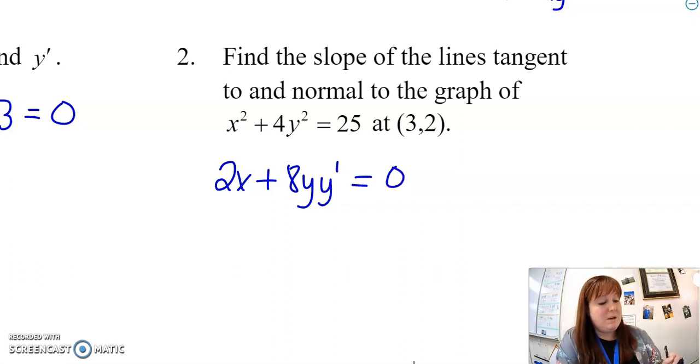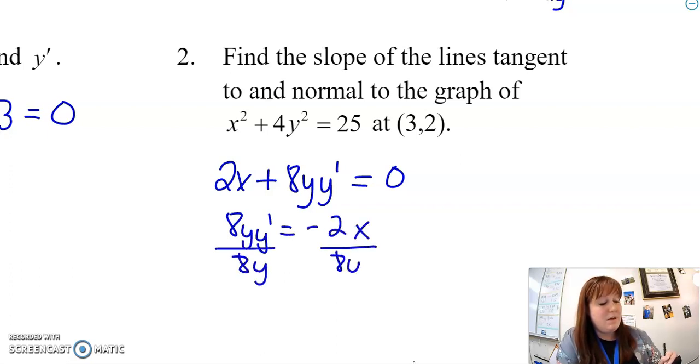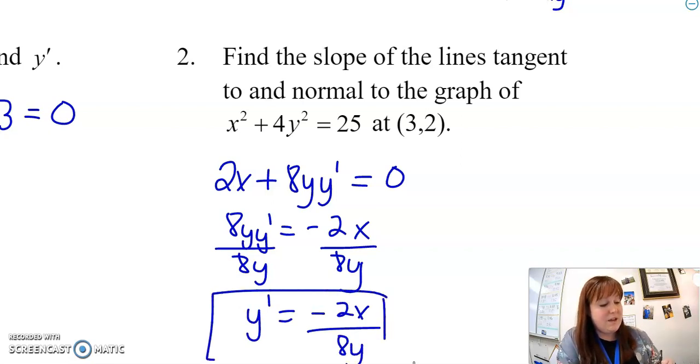And then I need to get y prime by itself. So I have 8y y prime equals negative 2x. Divide by 8y, divide by 8y. And I'm going to have that y prime equals negative 2x over 8y. So this tells us the derivative at any point on the graph. And now I need to find the actual value of that derivative at a specific point on the graph.